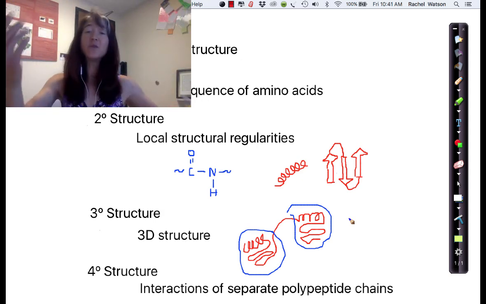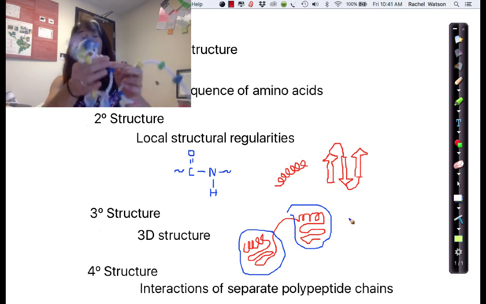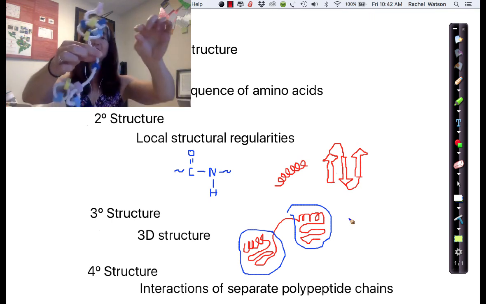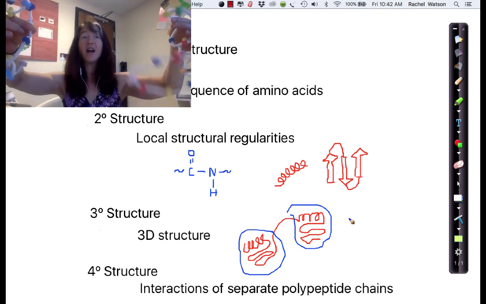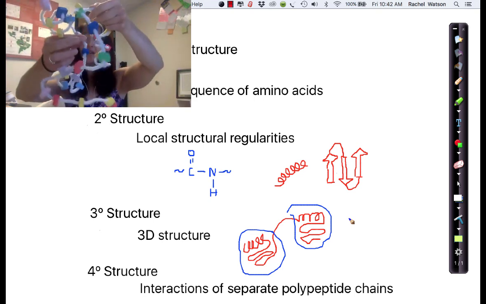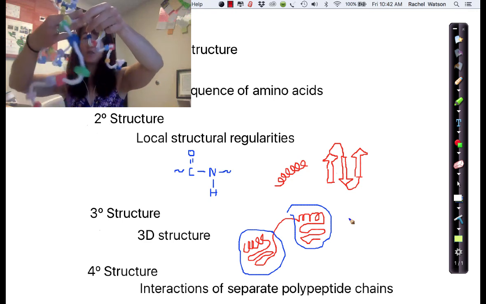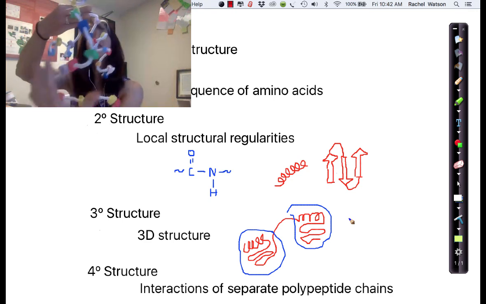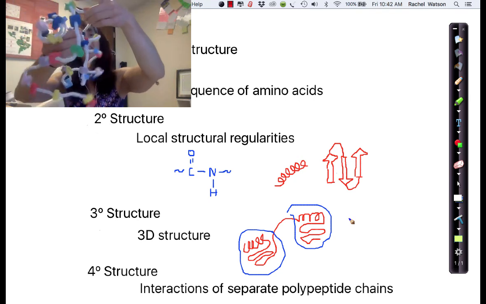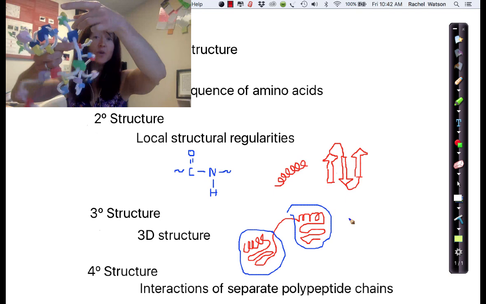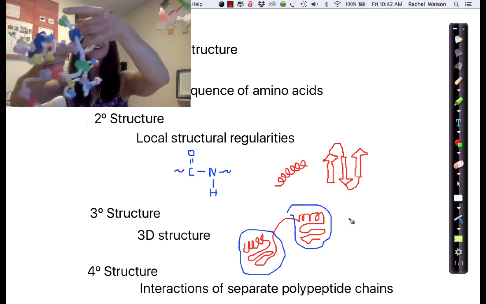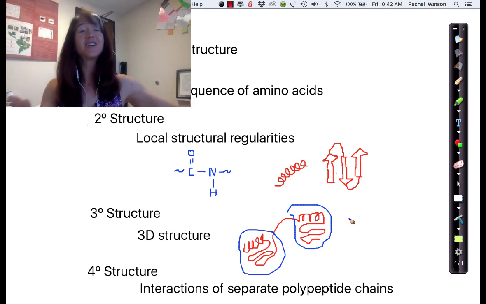So note the difference between domains and subunits. We could have a situation where this protein has two domains. It has a domain here and a domain here, but then it interacts with a separate polypeptide chain. And maybe this one has two domains, a domain here and a domain here. So in this fully functional protein, we have two subunits, and each subunit has two domains. So our levels of protein structure get to be pretty complex: primary, secondary, tertiary, quaternary.